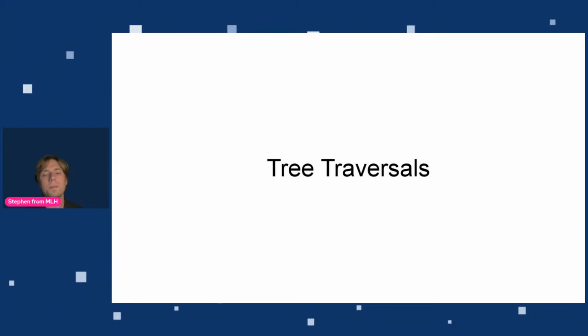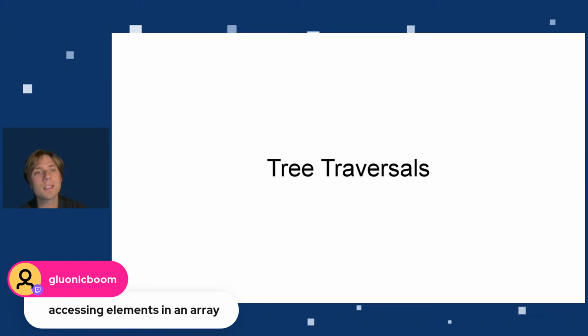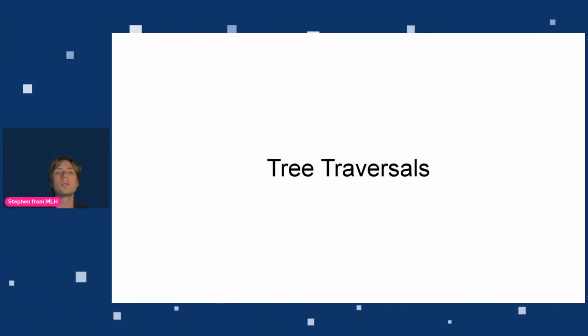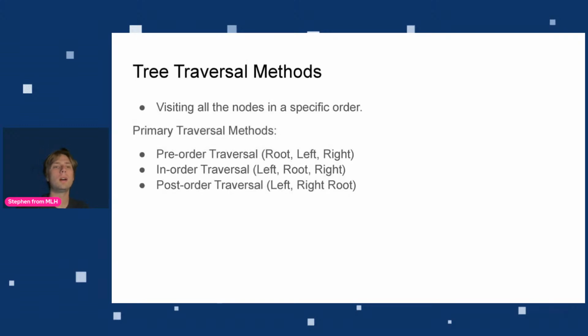Yeah, so just to give you the answer here, thank you, Gluon. It's accessing elements in an array. Specifically, you access the elements in some kind of sequential order. And in tree traversals, we will do the same. We're going to traverse the tree and access all the elements in some kind of prescribed way. So here's what the traversal methods all entail. They all entail visiting all the nodes of the tree, just like the traversal of the array involves visiting all the elements of the array.